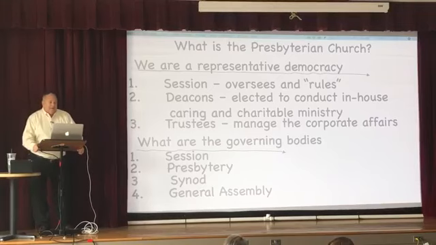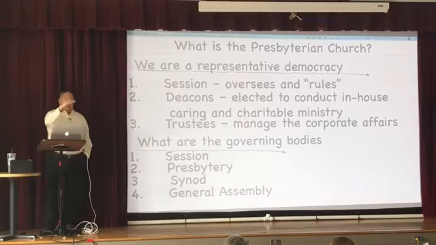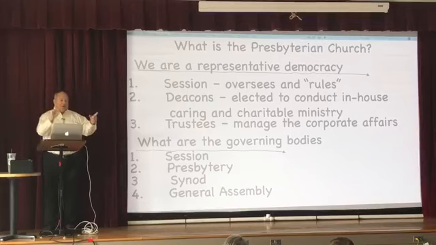Now the General Assembly. Well, we've got the session. They do their thing at the church. The session then sends a representative and the pastor to presbytery, and they do their thing, the same kinds of things that we do here. Then there are a number of presbyteries that make up a synod, so it makes it a little bit easier to manage. And then the General Assembly. General Assembly meets once every two years, and they vote on the overtures.